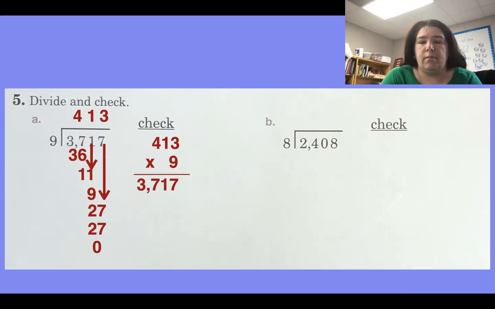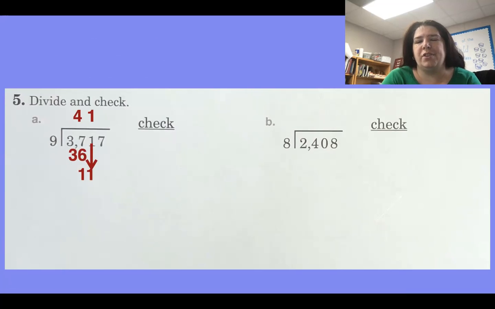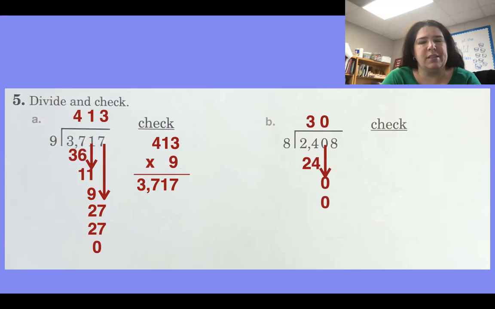Okay, letter B, 2,408 divided by 8. 24 divided by 8 equals 3. 3 times 8 is 24. 24 minus 24 is 0. Bring down the 0. 0 divided by 8 equals 0. Don't forget that step. Very important. Now I can bring down my 8, and 8 divided by 8 equals 1. Good. And 301 times 8 equals 2,408. Sorry about that, boys and girls.